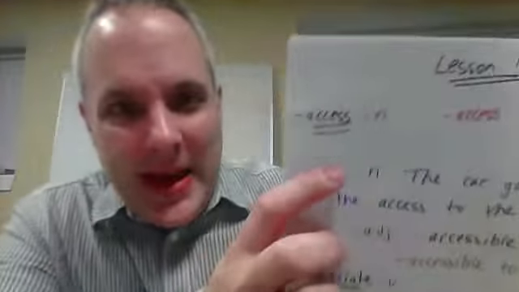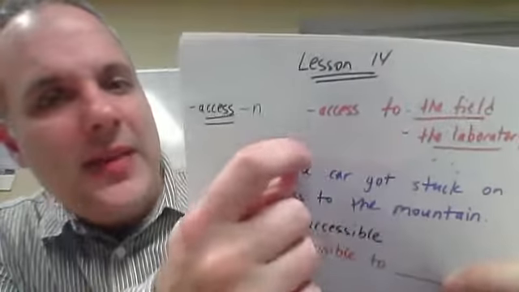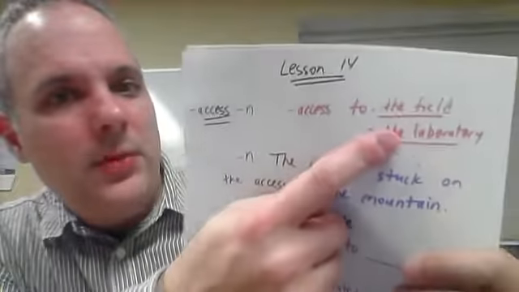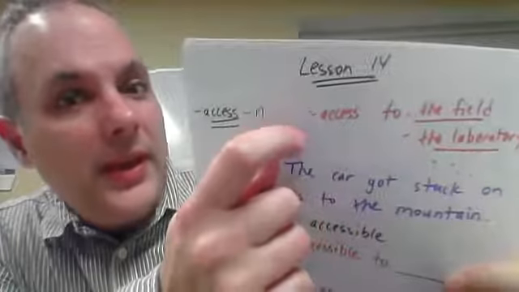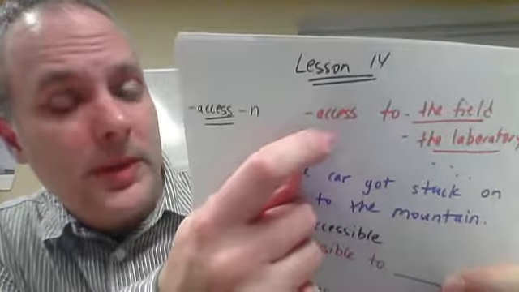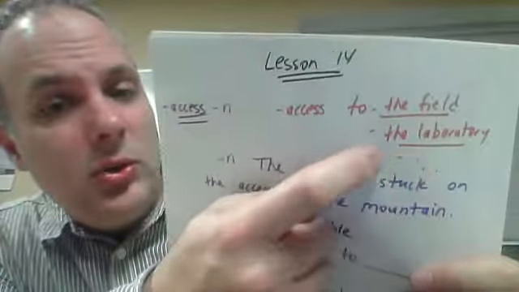Good, okay. Now, often when we have access, we'll say access to something. So we'll say students have access to the field, the soccer field. Maybe they have to walk through the gate, go through that gate to access the field. So this can also be a verb, and you say access to the laboratory.